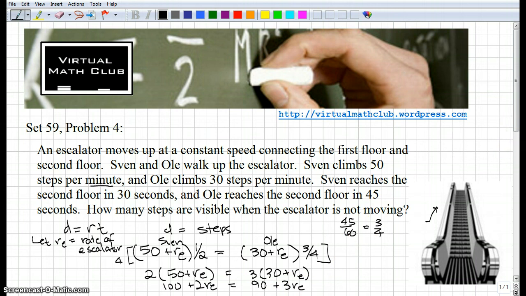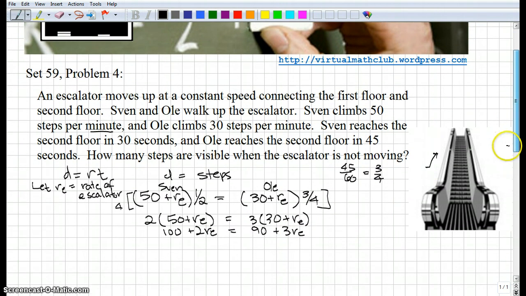We're getting there. Let me scroll down so I have some more room to work. Let's subtract 90 from both sides. On this side, I get 10, and the 90 minus 90 goes away. Subtract 2RE from both sides. So 3RE minus 2RE is just RE. So the rate of the escalator is 10, and that's in steps per minute. So it's moving up at a rate of 10 steps per minute.